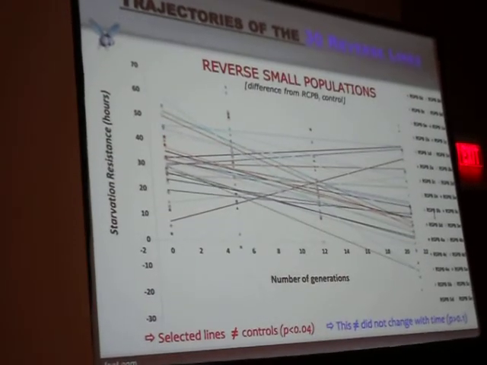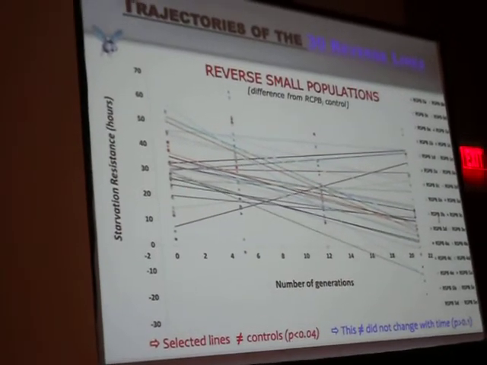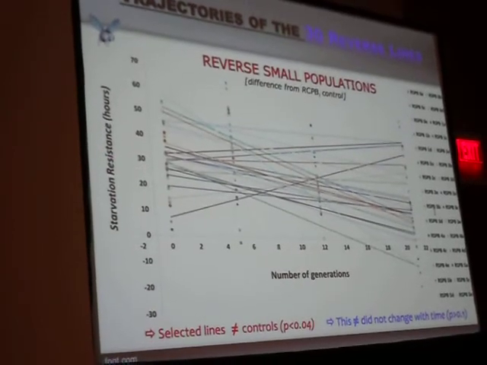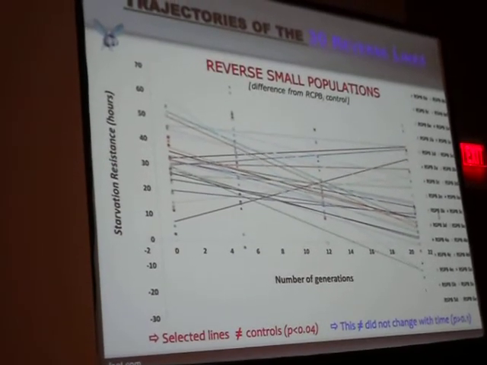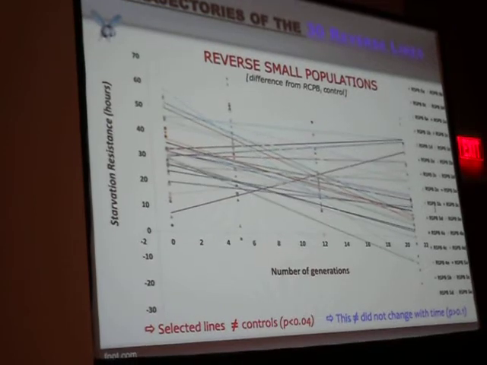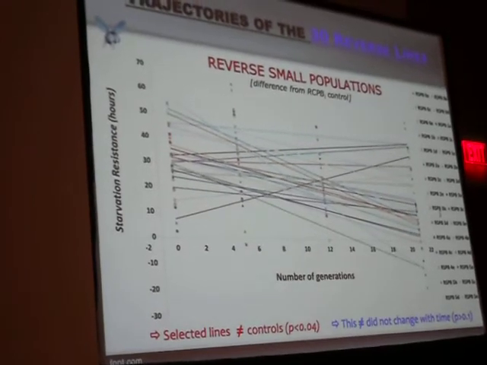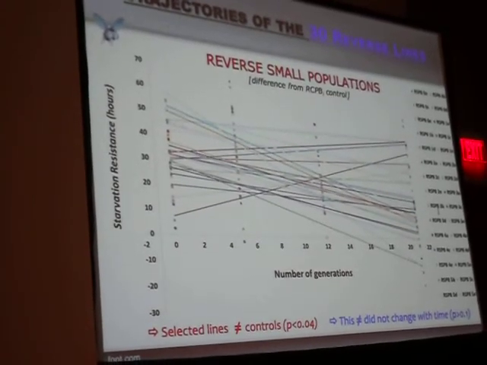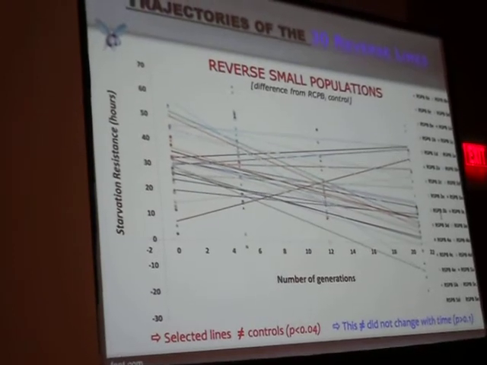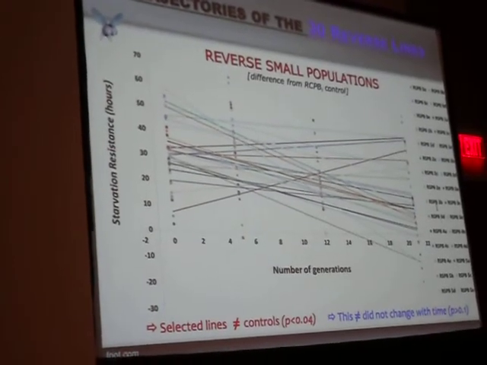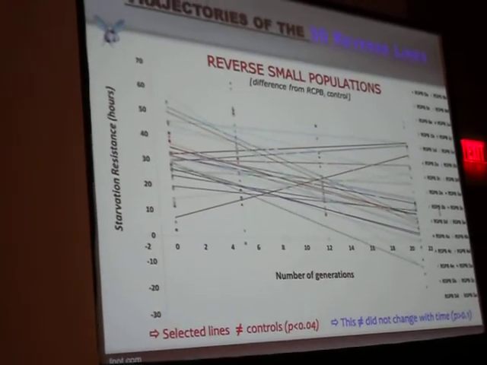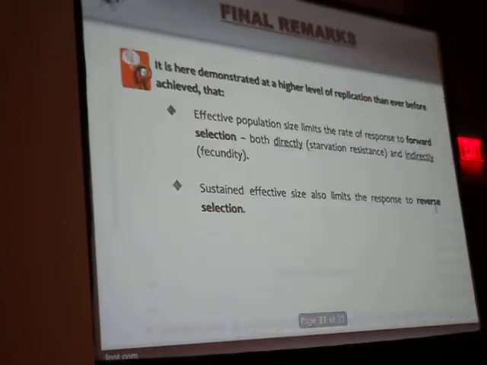So what happened was that the selected lines and the controls were different throughout the whole reversion process. And this did not change with time. We were supposed to have, like we saw in the other reverse selection experiments, a reversion to the ancestral state, but some did, some went up, and some stayed the same.